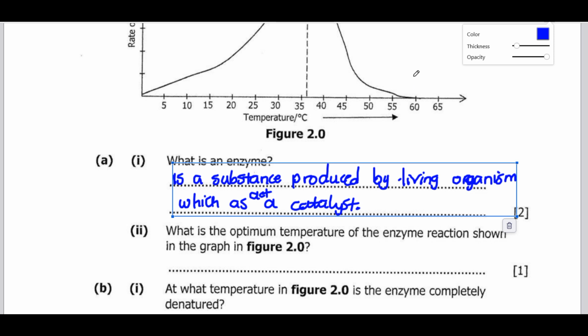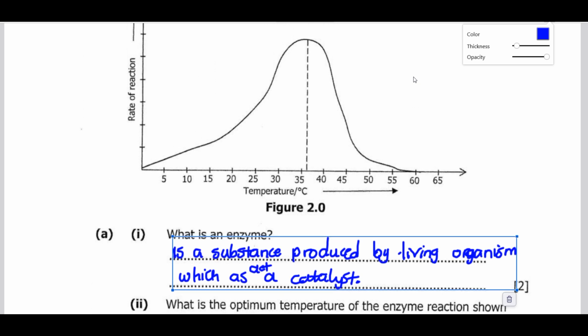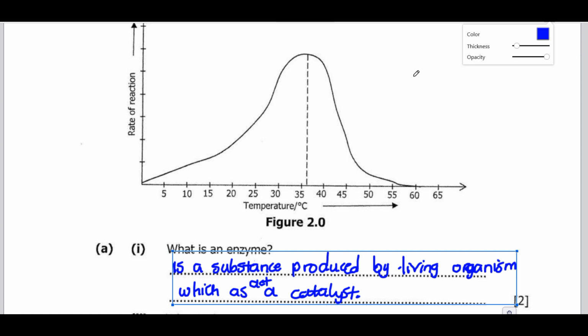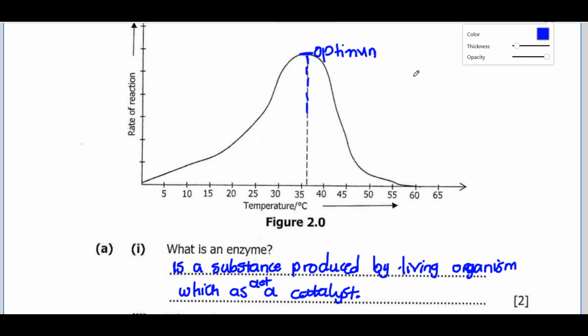So let's have a look at Roman number 2. What is the optimum temperature of the enzyme reaction shown in the graph in figure 2.0? So to answer this question, we need to look at where our optimum is. So remember, optimum is this point where the graph has its peak. So I'm going to follow the dotted line. In case we didn't have this, you are supposed to draw a dotted line from this optimum. So remember, this is where our optimum is. So I'm going to draw a dotted line. So the point where this dotted line will cut the x-axis represents the number for this optimum temperature.